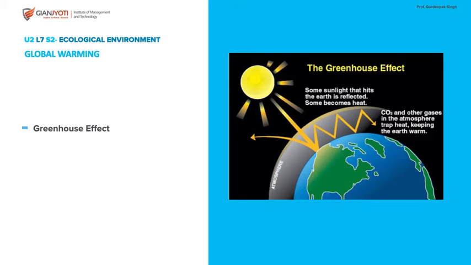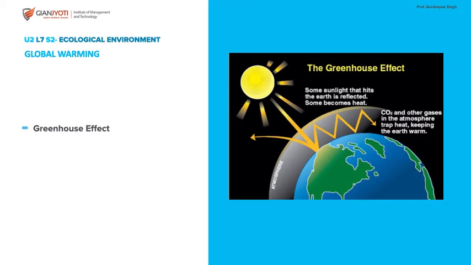Now, in the ecosystem, one of the things we would like to talk about is global warming. You all must be aware that because of global warming, there are a lot of things happening throughout the globe. But in order to understand global warming, we need to understand the greenhouse effect. You might have studied in school that sunlight falls on Earth, and some of that sunlight is reflected back.